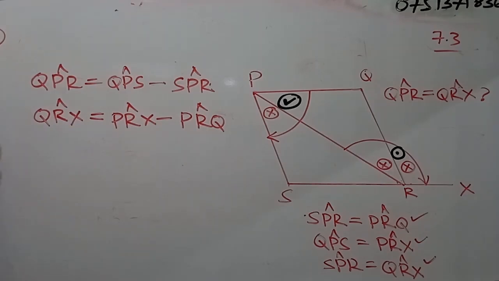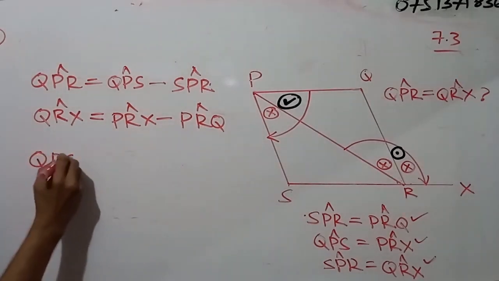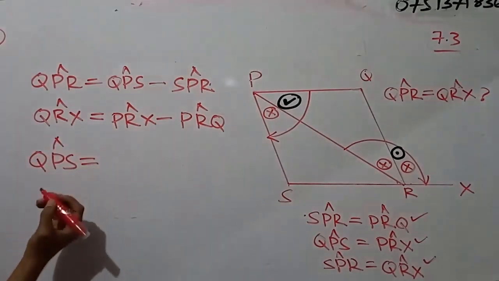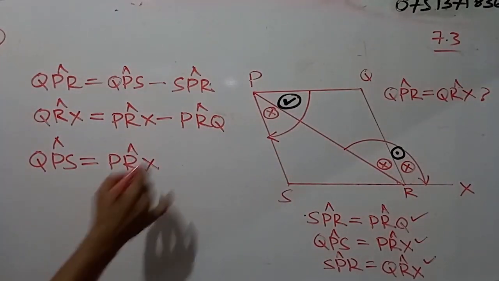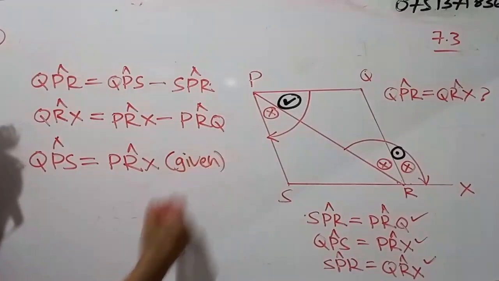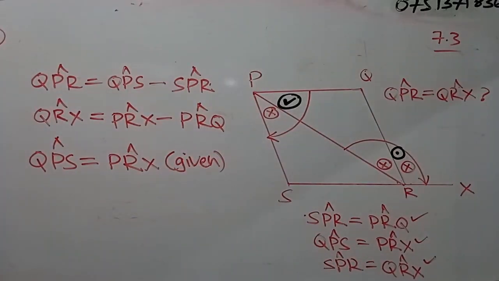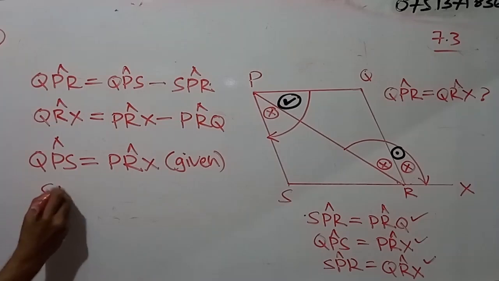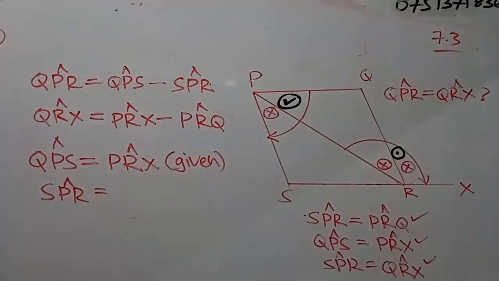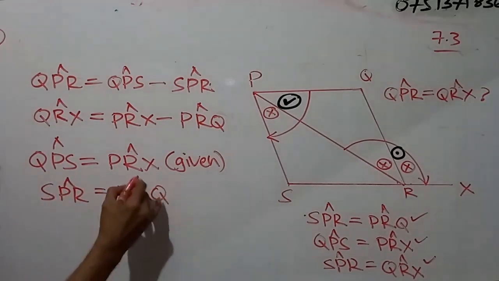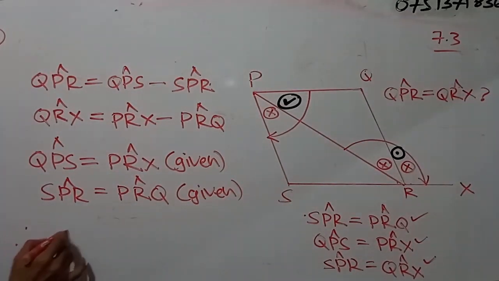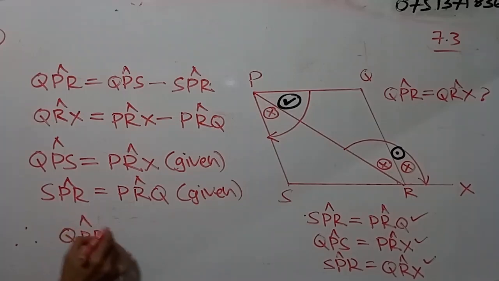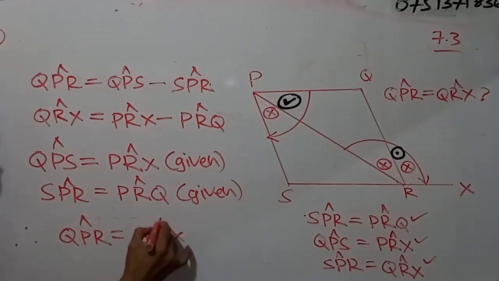So how do we write it? Let's write it underneath like this. QPS angle is equal to PRX angle. So this is given. Next, think about the angle SPR. That is equal to what? PRQ. So this is also given. So that means what? QPR angle is equal to QRX angle.